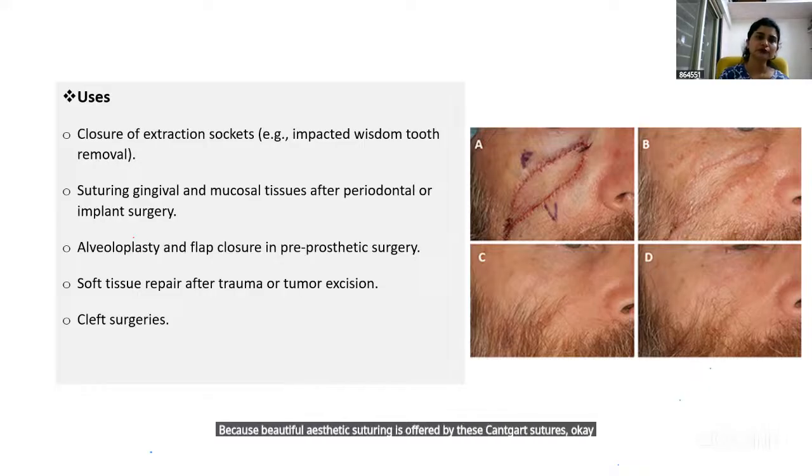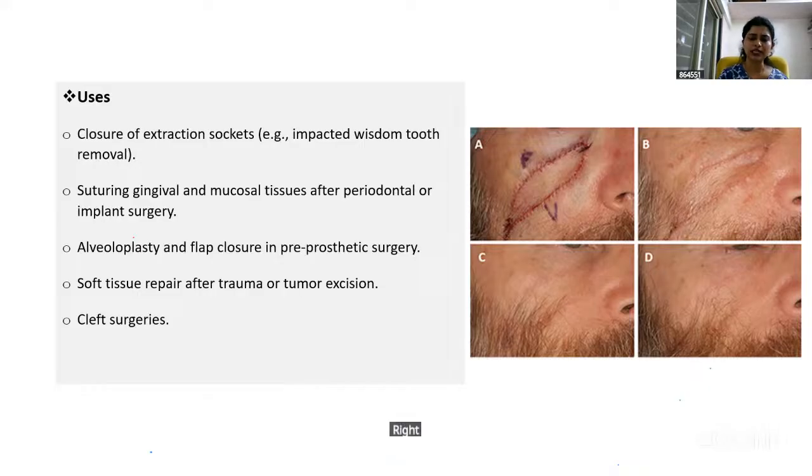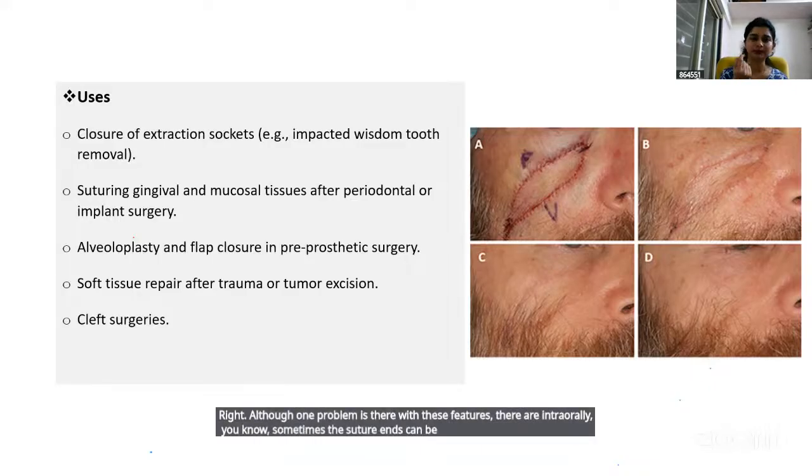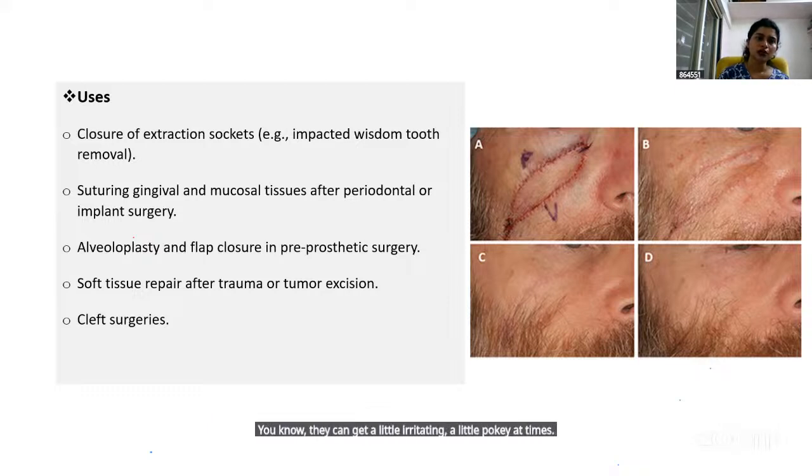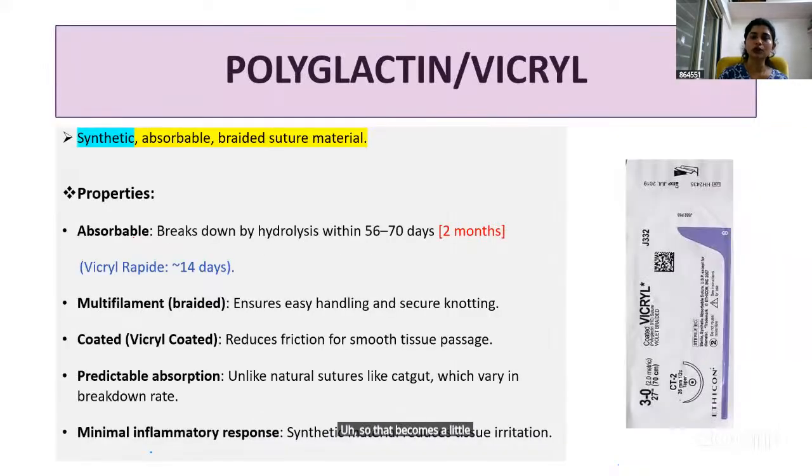Okay, right. Although one problem with these sutures is that intraorally, sometimes the suture ends can be a little pokey. They can be a little irritating and a little pokey at times. So that becomes a little problem, which is not mentioned here.